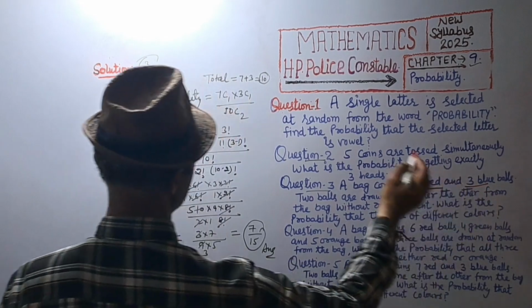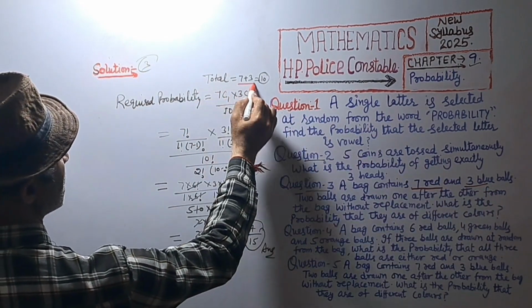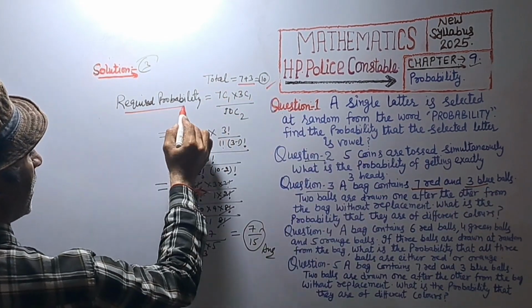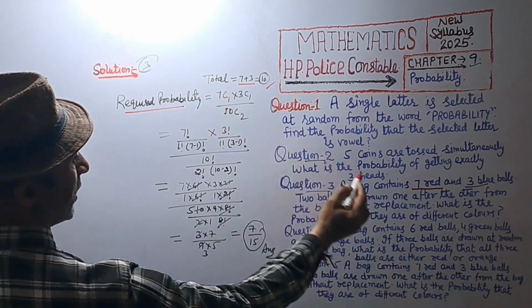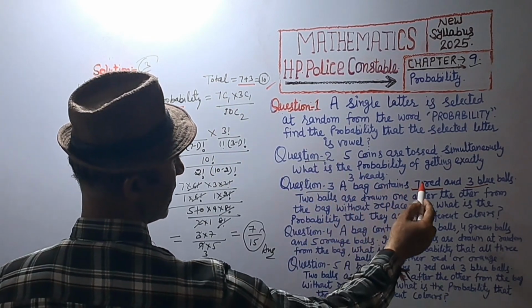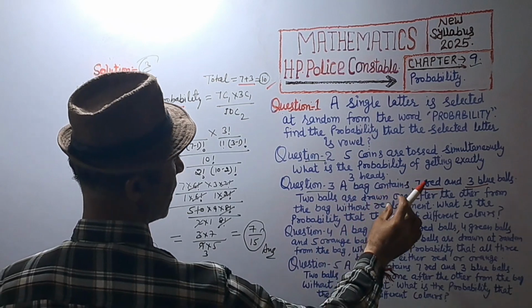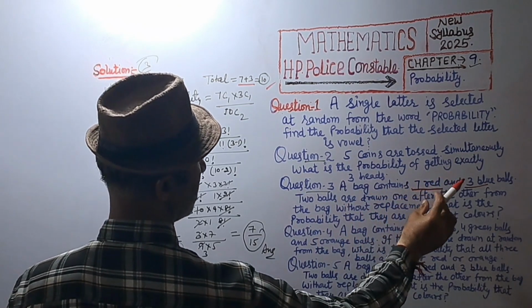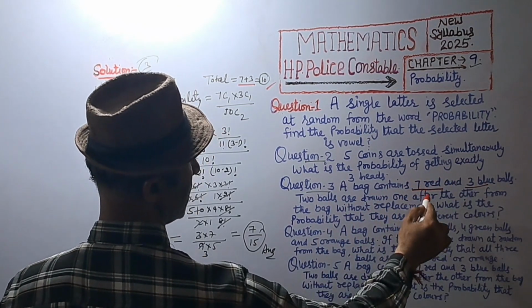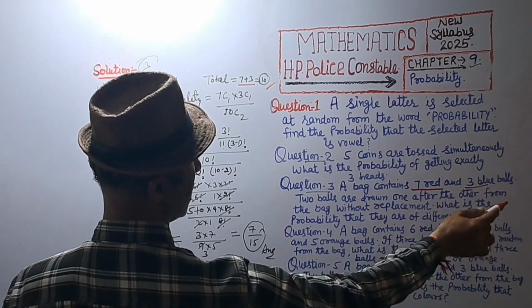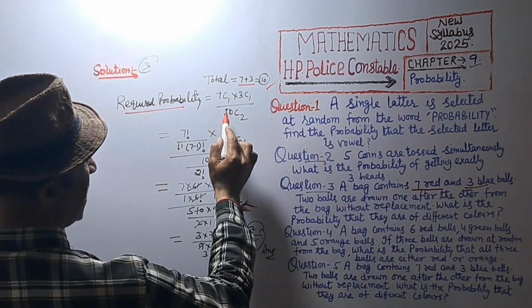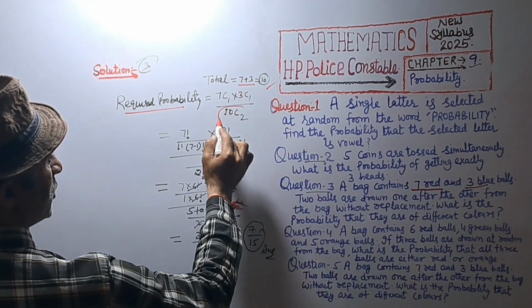7 red, 3 blue balls. Total number of balls is equal to 10, and the required probability is 7C1 into 3C1 divided by 10C2. A bag contains 7 red and 3 blue balls. 2 balls are drawn one after the other.